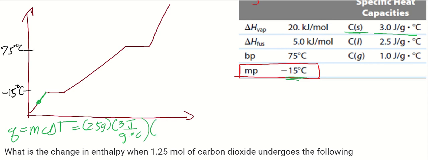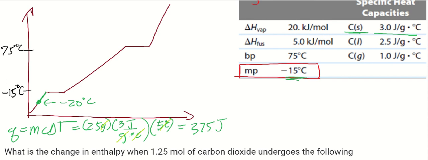And then the change in temperature is from negative, so this right here is -20. To get to -15, which is the melting point, that's a 5-degree increase. The change in temperature is 5 degrees. So let's punch those numbers in. Cancel out my Celsius, cancel out my grams. Okay, 25 times 3 times 5. 375 joules is how much energy it takes to get from this starting point. Just follow that green line.